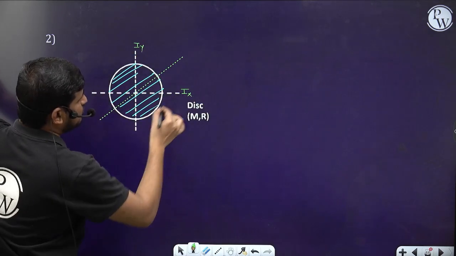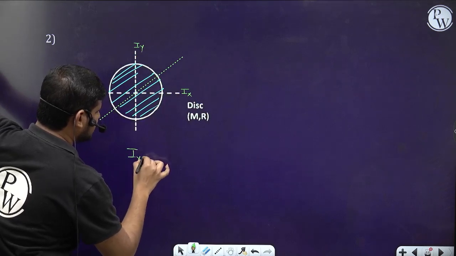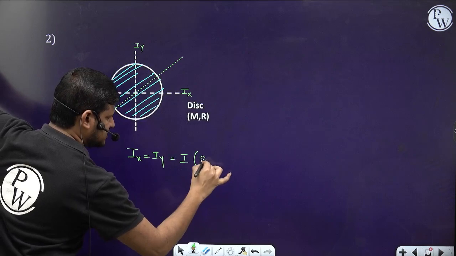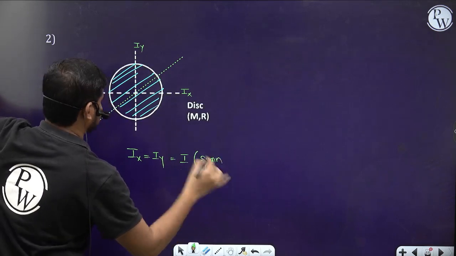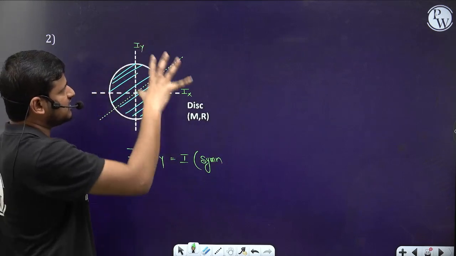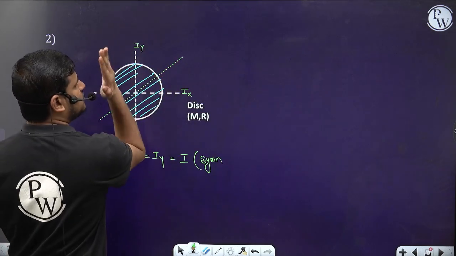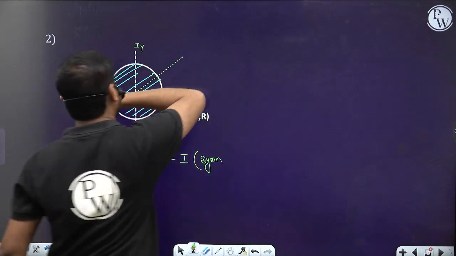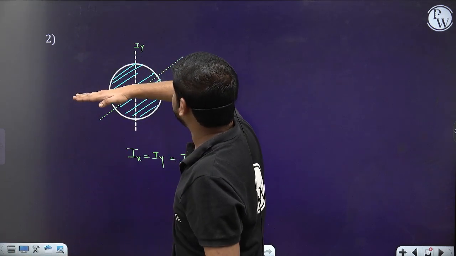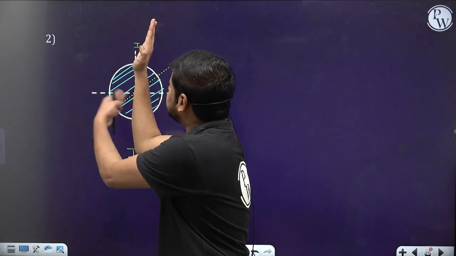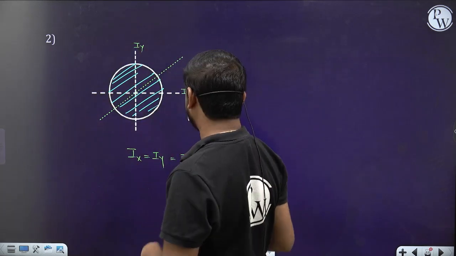Now the moment of inertia about x will be equal to the moment of inertia about y, which is equal to I, because it is following the symmetry. This is a diameter and this is also a diameter. For the circular disk, if you take a uniform disk, then about this axis or about this axis, both are diameters only, right? So whatever moment of inertia you get about this, about this also you'll get the same, because on either side the same mass, same length, same dimensions.